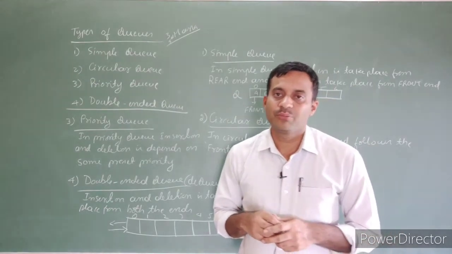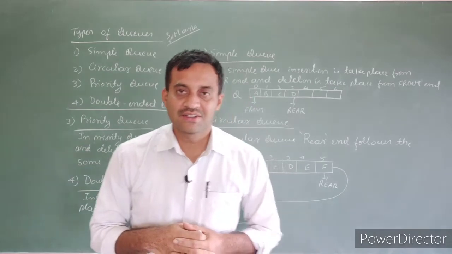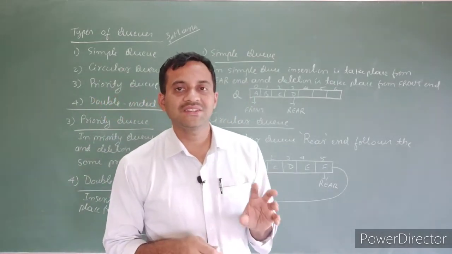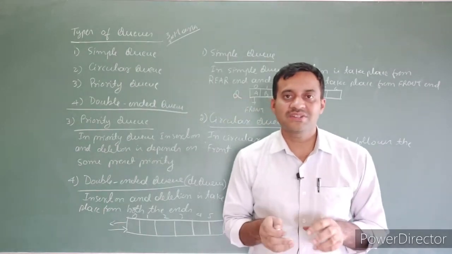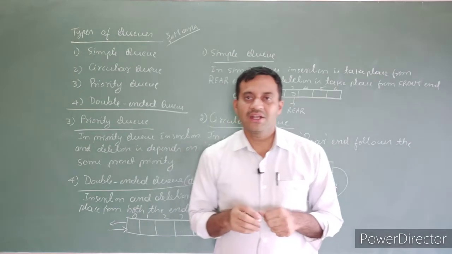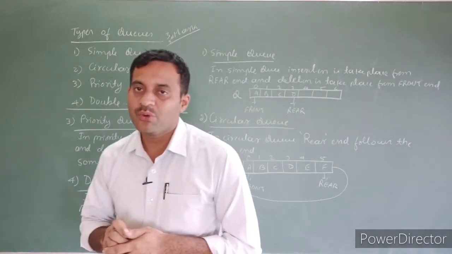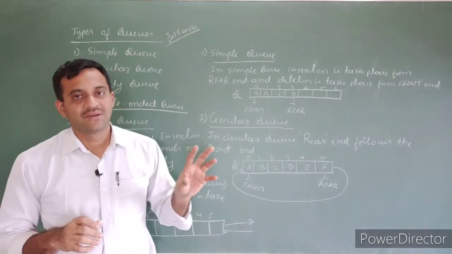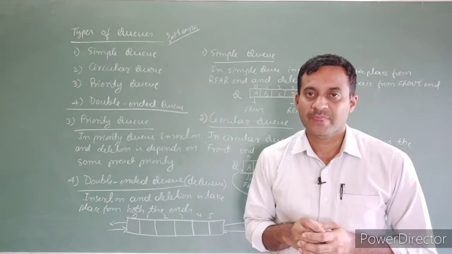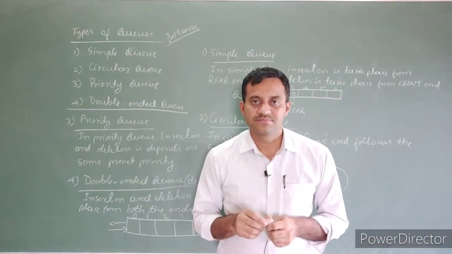Then the third one is the priority queue. In a priority queue, insertion and deletion depend on some preset priority. Then the last one is the double-ended queue. In a double-ended queue, insertion and deletion both take place from both ends. These are the four types of queues.